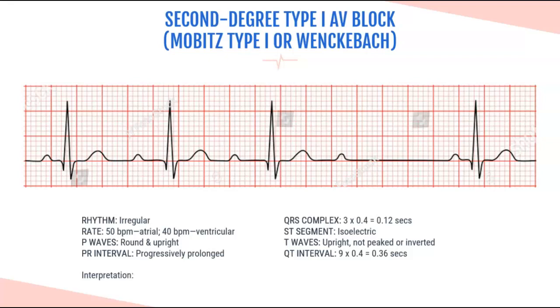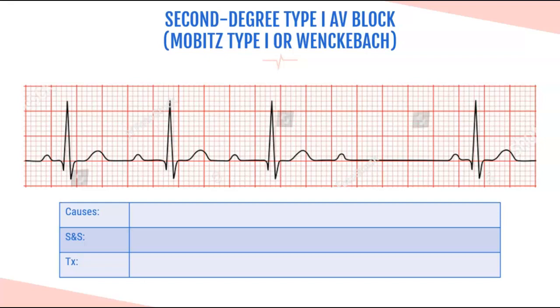So our interpretation of this strip is type 1 second degree AV block, or Mobitz type 1, or Wenckebach. Causes can include an inferior wall MI, coronary artery disease, rheumatic fever, hypertension medications, or vagal stimulation.